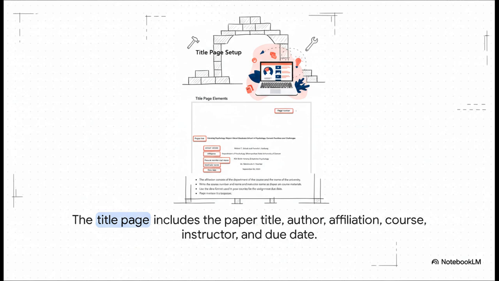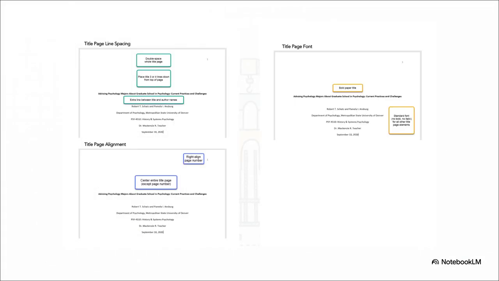For APA 7th edition, you need these key things: your paper's title, your name, your school or affiliation, the course name, your instructor, and the due date. Everything has a very specific place, so getting this right from the start is key. Now, let's zoom in because the devil is in the details here.